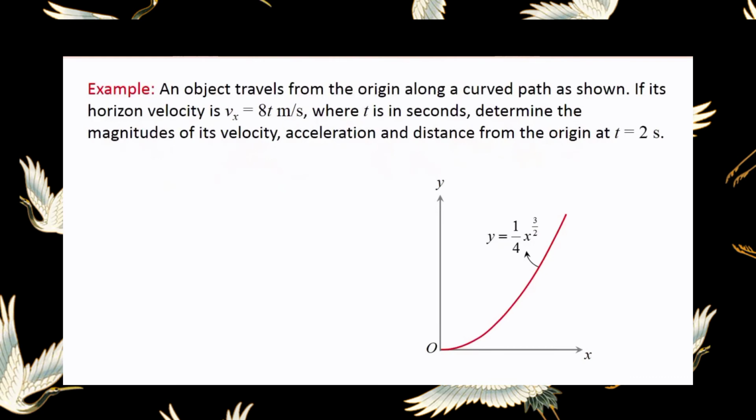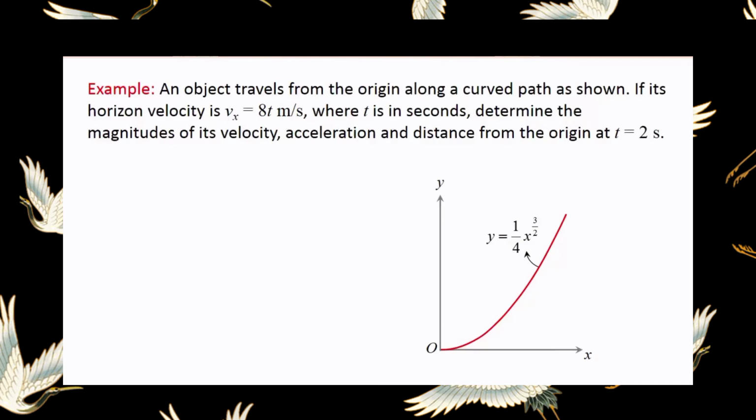Let's look at this example. The curved path this object follows is given. Its vertical position y at any given time is related to its horizontal position x by this equation, that y equals 1/4 times x to the 3/2 power. Also, the horizontal velocity vx as a function of time is given. Vx equals 8 times t. And we are asked to find the magnitudes of the object's velocity, acceleration, and distance from the origin at time equals 2 seconds.